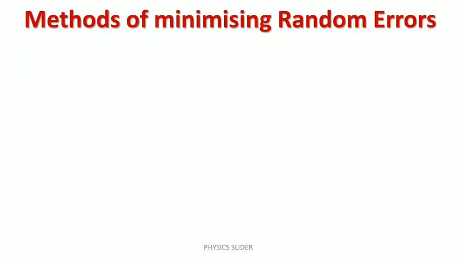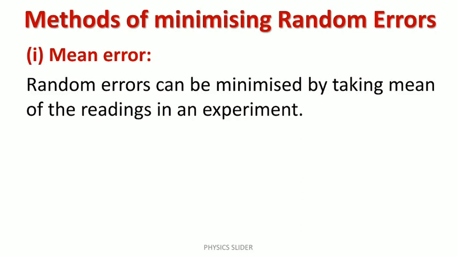Now moving ahead, we have some methods of minimizing the random errors. So what are these methods? We will discuss here. The first one is mean error. All right. The random errors can be minimized by taking the mean of the readings in an experiment. So this is one of the methods that can be used to minimize the random errors.